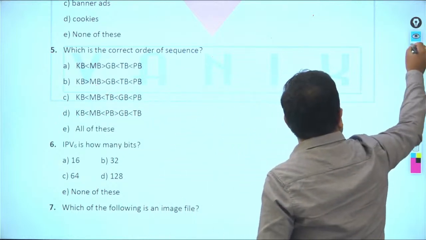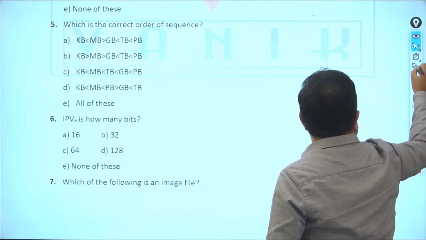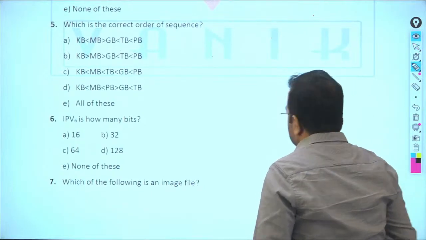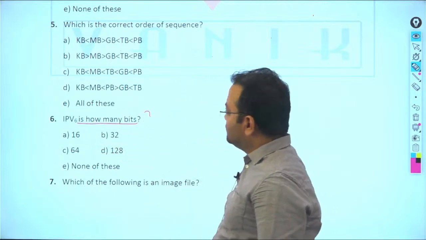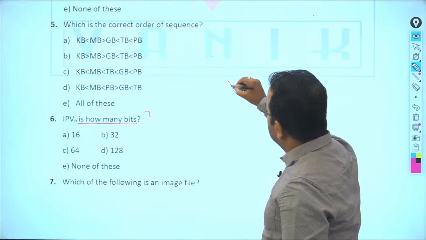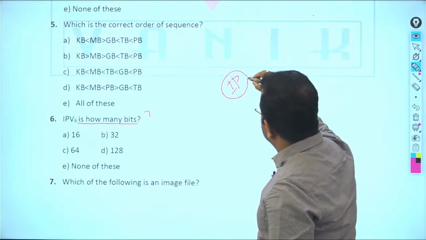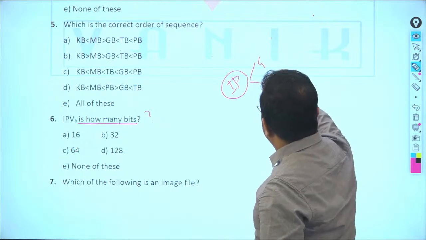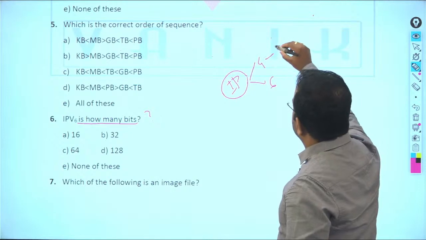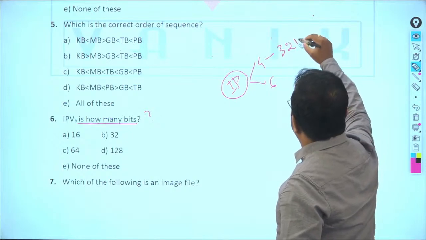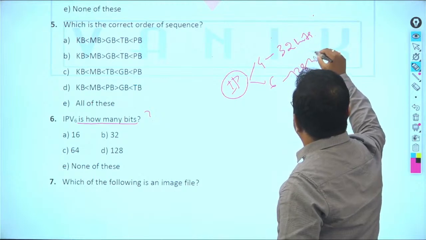Go to question number 6. In question number 6, it has asked, IP version 4 is how many bits? So students, IP, Internet Protocol, has two versions. One is version 4, another is version 6. Always remember that version 4 is of 32 bits and version 6 is of 128 bits.